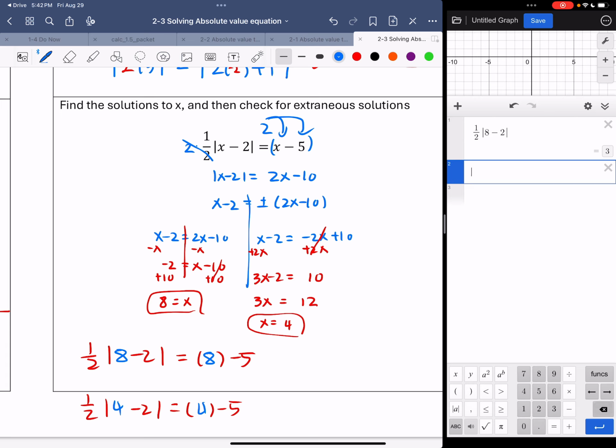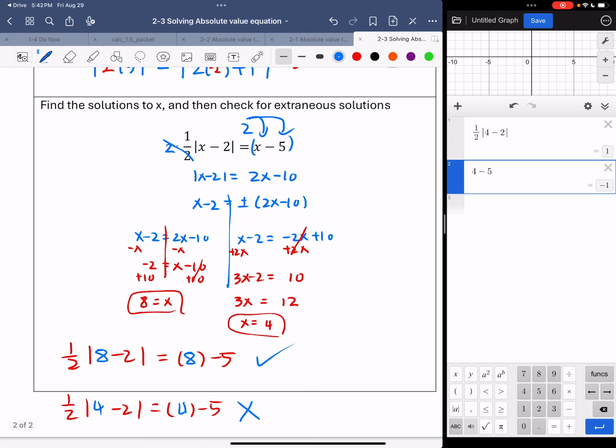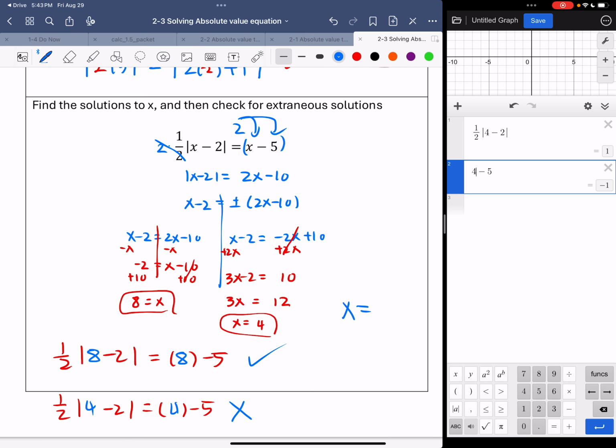This one is what? Three equals 3, so this one is okay. The next one is 4, and this one is 4 minus 1. Do you see 1 and minus 1? This one is not okay. So for this one, we only have one answer, which is x equals 8. So here, as you can see, it's pretty clear. I just put this on the top, this on the bottom.